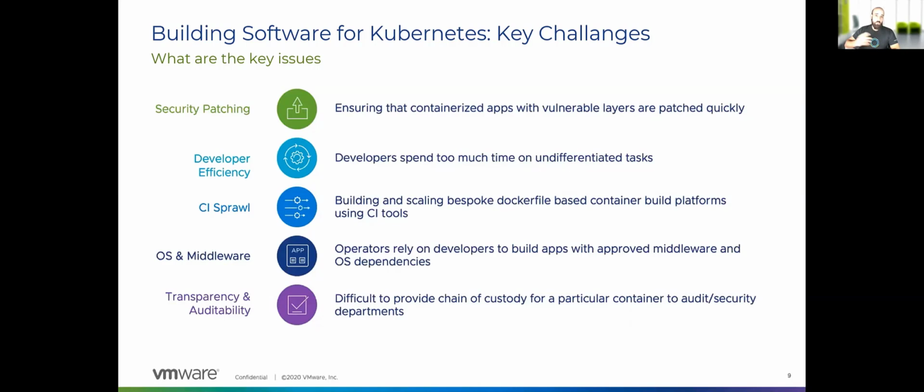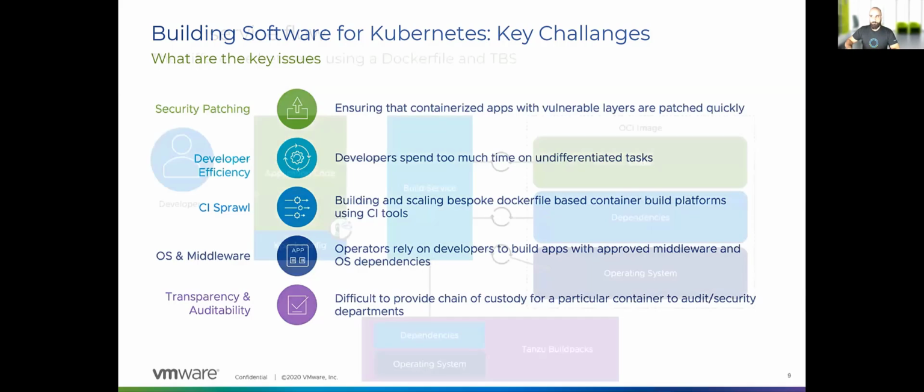CI sprawl: the way that you're creating that continuous integration, you're doing that again. It's a one-time event where you're creating that application, that Dockerfile, and if you need to rebuild it, you will need to run that command again. It's not something that is automatic. It's something that you need to manage. OS and middleware, we went over the problems that we have with those layers if something changed in that layer, and of course transparency and auditability.